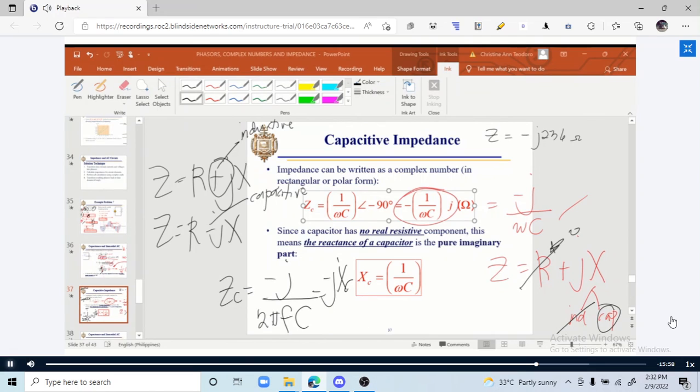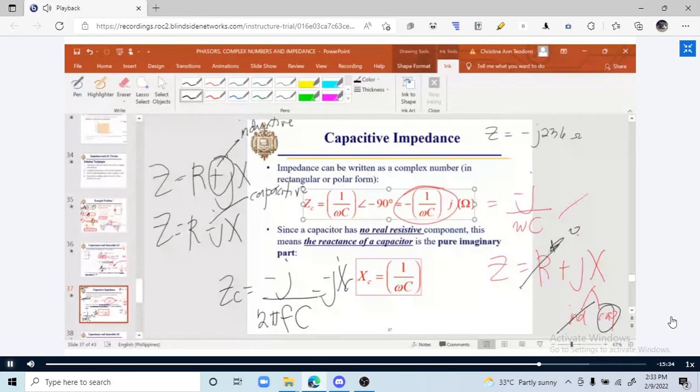How about now? Okay. So if you have Z equal to negative J 236 ohms, what is that? Capacitive, inductive? It is purely capacitive. It is capacitive because it has negative.